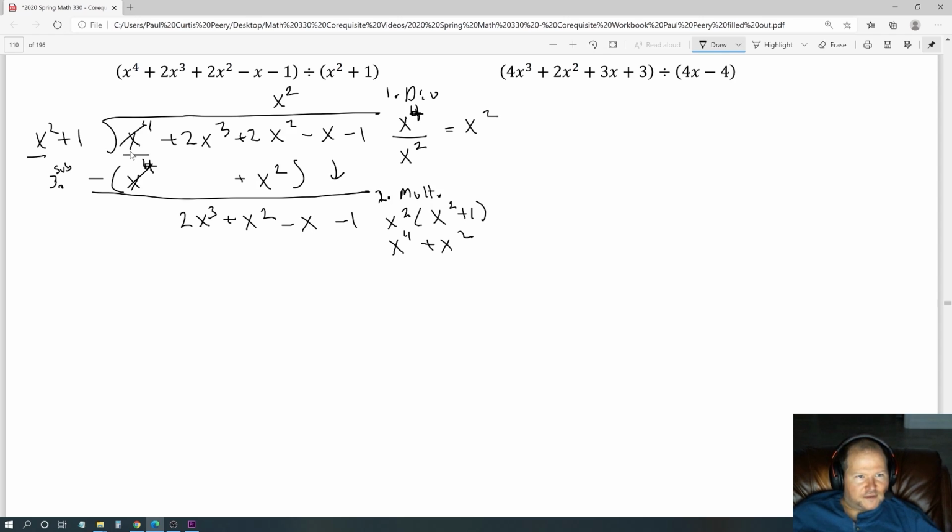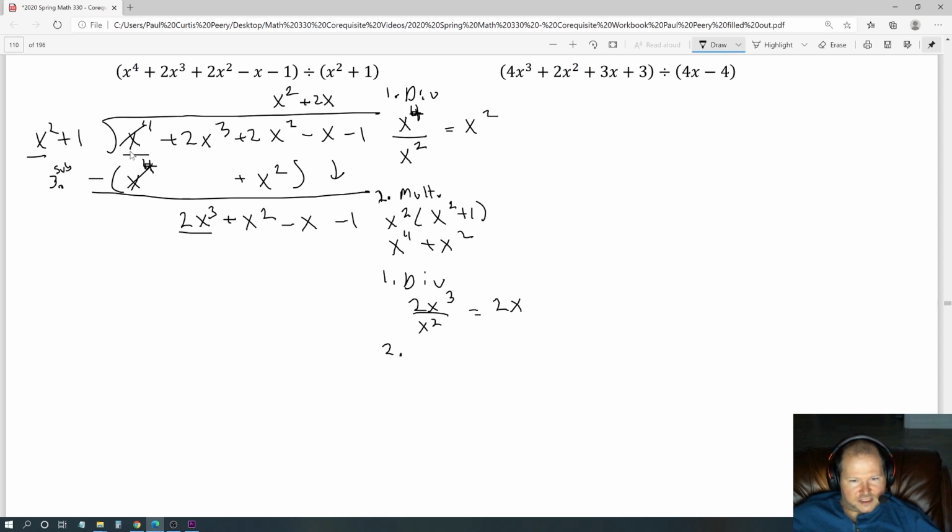Okay, cool. Now we're going to divide the first term again. So again, we're back to division. We are going to say 2x cubed divided by x squared, and that will give me 2x, since x cubed divided by x squared leaves just x. So I put plus 2x on top.